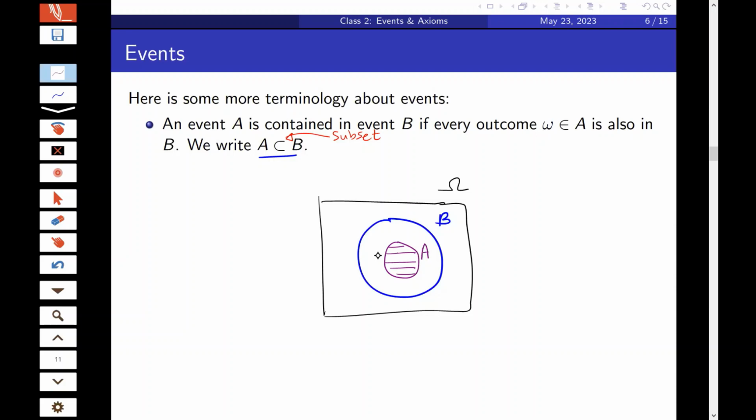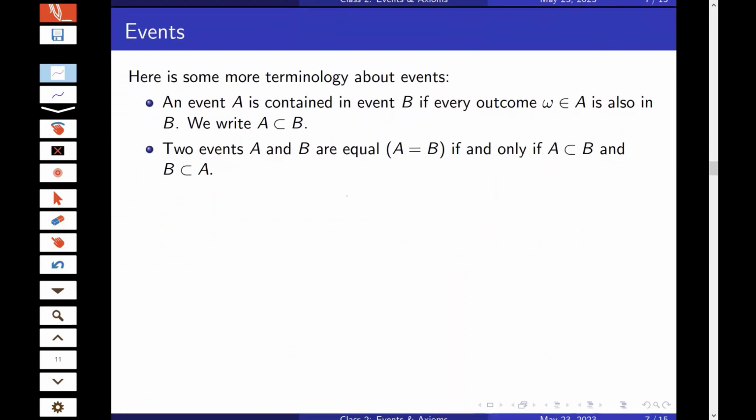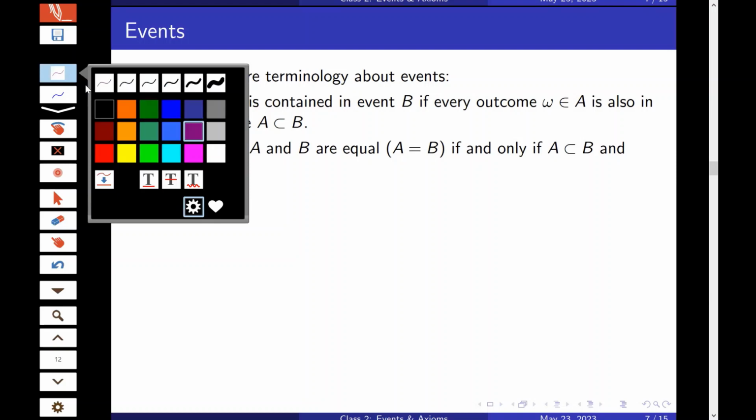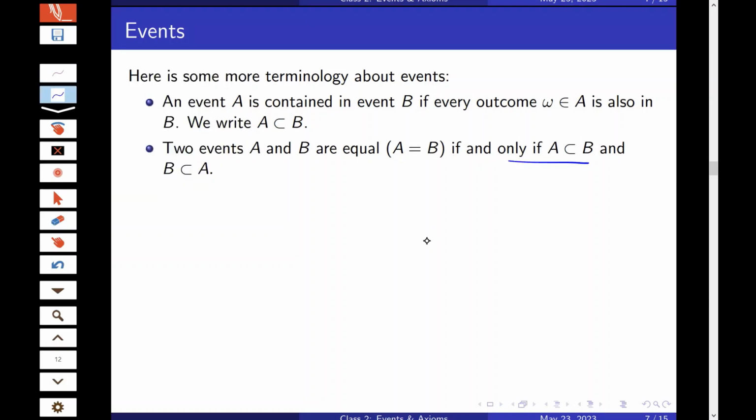The next one is equality of two events. If we want to consider the equality of two events, it should meet both of these conditions: A subset of B and B subset of A. In this point, we are discussing how two events A and B are equal, if and only if A is a subset of B and B is a subset of A.